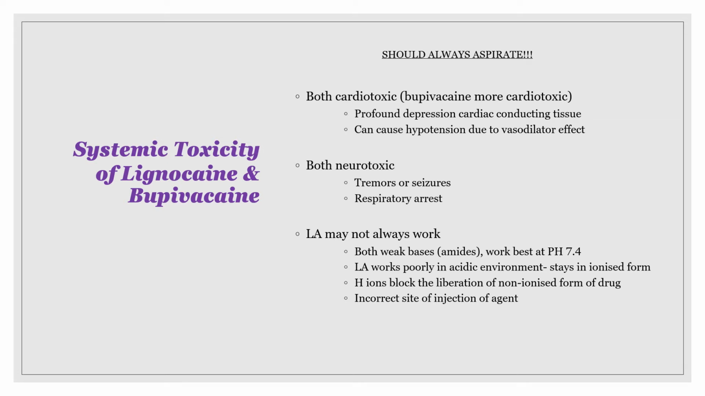Why do local anaesthetics not work? Well, both of them are weak bases. They work best at a pH of 7.4. So if you're injecting into a very inflamed site, this will have a low pH, and the drug stays in its ionized form. In other words, it can't penetrate into the nerve. Hydrogen ions, which lower pH, can block the liberation of the non-ionized form of the drug. So as I said before, it cannot penetrate into the nerve. The other reason why local anaesthetics don't work is we haven't given the drug in the correct site, and this is probably the biggest problem we see in veterinary dentistry.